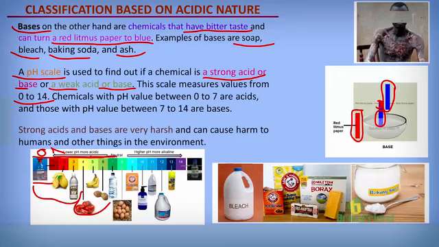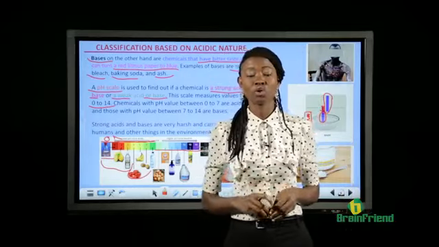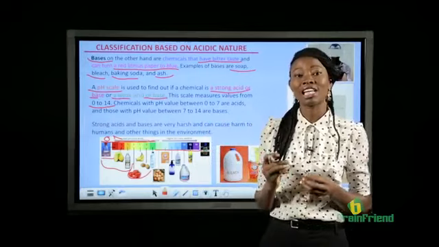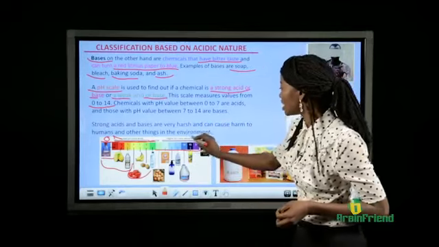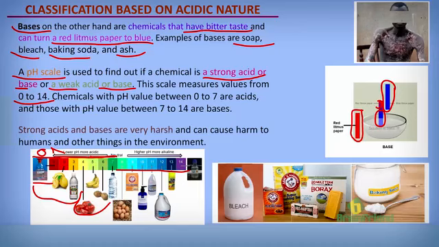Now let's look at bases. Chemicals that have pH values between 7 up to 14 are bases. Bases are also described as alkaline chemicals. So sometimes when we are checking the pH values for bases, we say we are checking for the alkalinity. So we say these chemicals here are more alkaline.